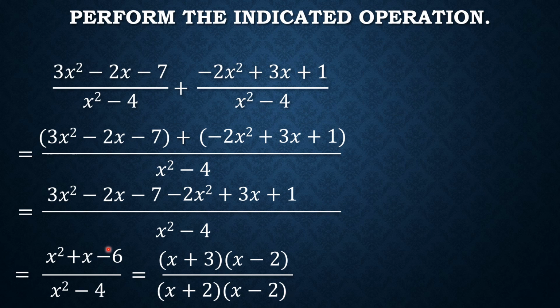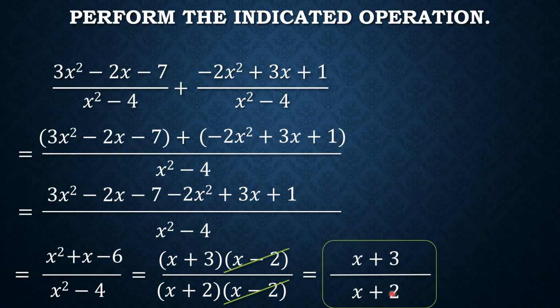And then, in this case, bumabalik tayo dun sa simplifying rational expressions by canceling out all common factors in the numerator and the denominator. So, x minus 2, cancel, x minus 2. And then we have the simplest form, x plus 3 all over x plus 2. So, meaning, if we add these two rational expressions, we get this.